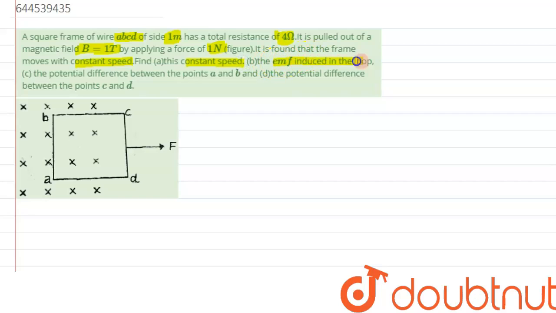Second, the EMF induced in the loop. Third, we have to find the potential difference between A and B, and finally we have to find the potential difference between C and D. Alright, so let's begin. As we can see, the loop is being pulled out of the magnetic field, so this is the case of motional EMF, and for motional EMF the induced EMF E will be given by the formula BVL.